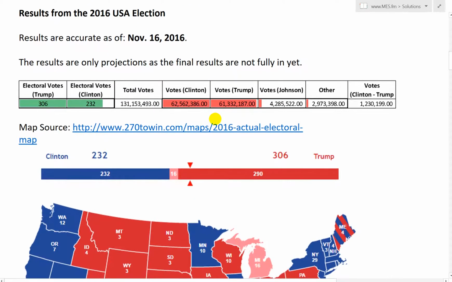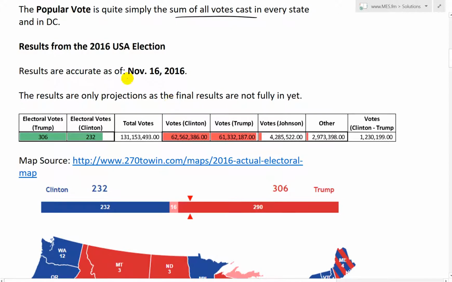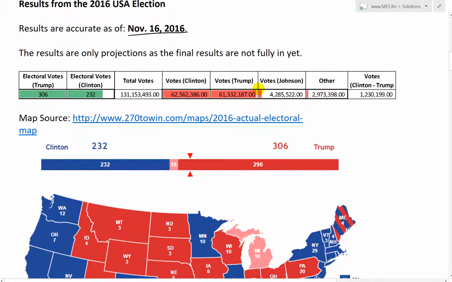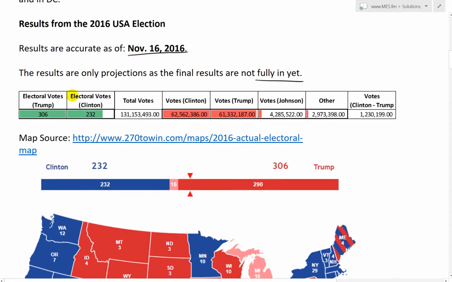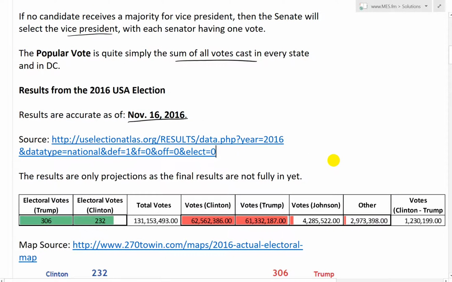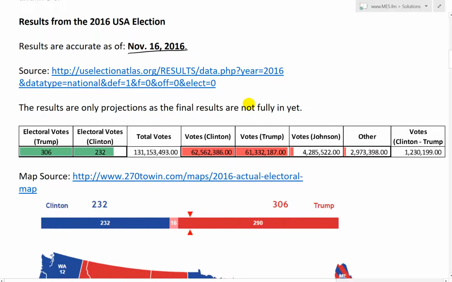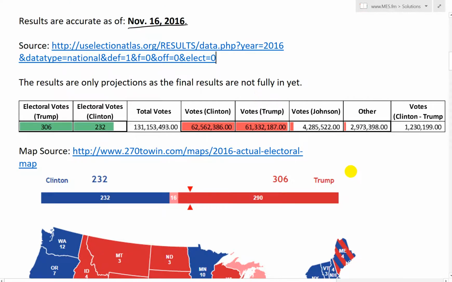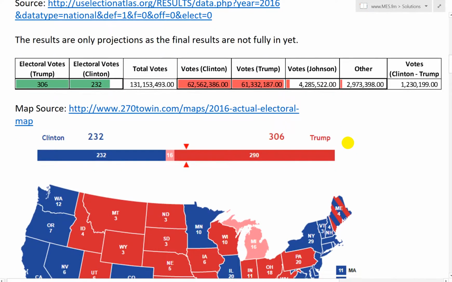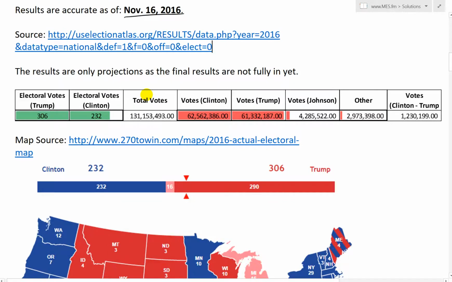So the results that I'm going to show are accurate as of November 16th. It's a couple days ago while I was putting all this data together, and the results are only projections as the final results are not fully in yet. So that's this table right here. I forgot to put the source. The source I'm getting this data from, on November 16th, was uselectionatlas.org.